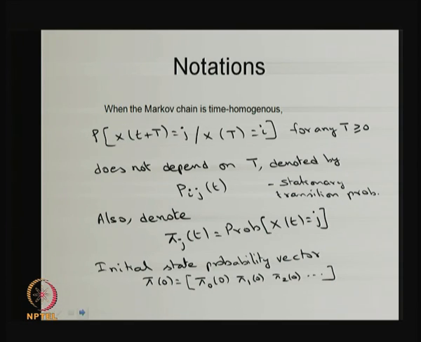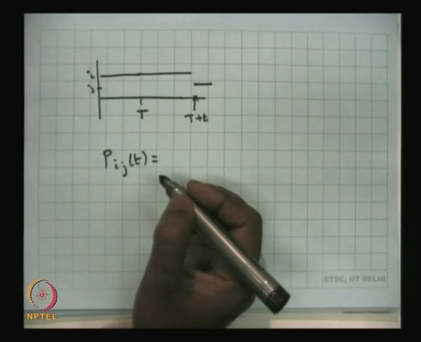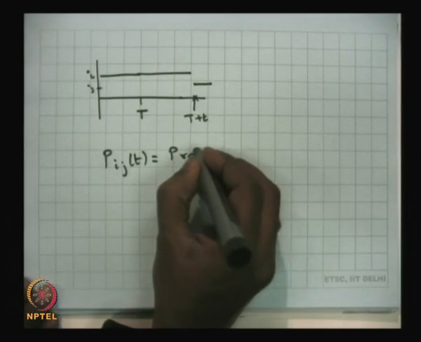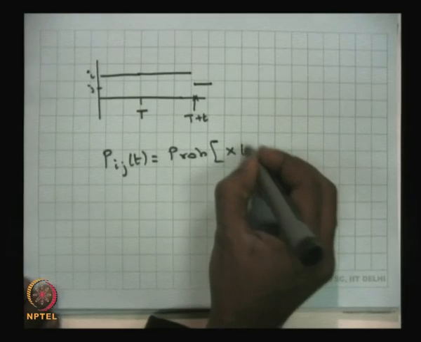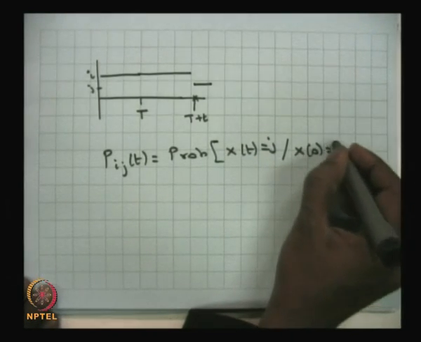That we can denote as P_ij(t), because it depends only on the interval, not the actual time. Therefore, it is a function of small t, P_ij(t). That is the transition probability in the system. So, the same thing can be written as P_ij(t). This is the notation: the probability that the system will be in the state j given that it was in the state i at time 0.